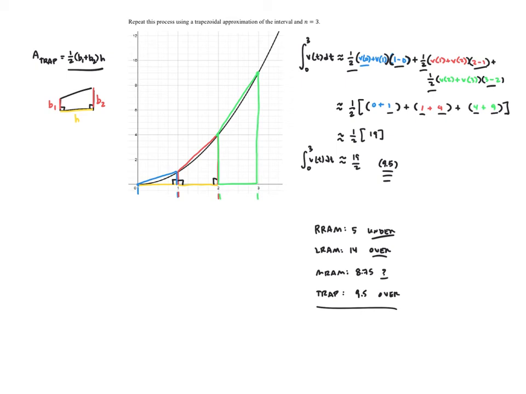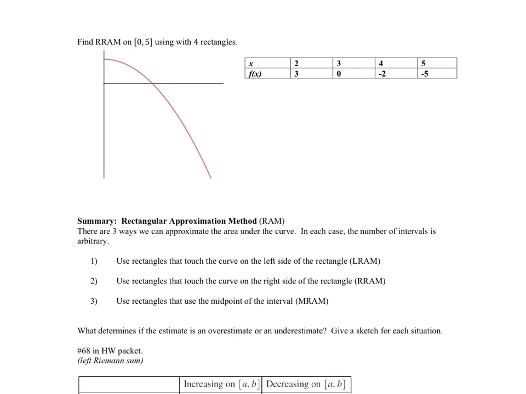All right, we got one more slide. Let's take a look at it. It says to use the RRAM on 0 to 5 using 4 rectangles. Let's use the values in the table to help us identify a few items. It looks like we want to use x values 2 and 3 and 4 and 5. Now, something we haven't encountered yet was negative outputs. We'll talk about those in just a moment.